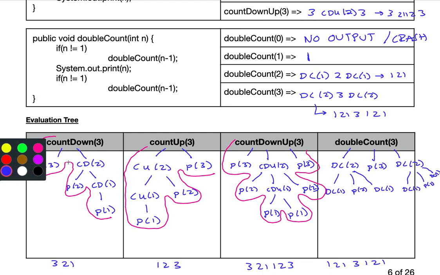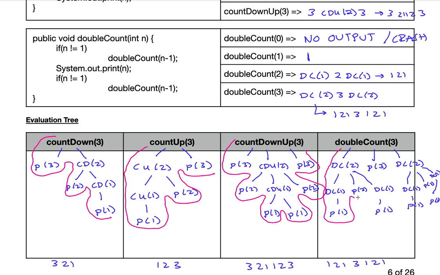Oh, I didn't finish this, right? Double count of 1 prints 1, so I need a bunch of print 1s here. I knew I missed something. Oh boy. Print 1. Yikes. Okay. So this one will print 1, 2, 1, go all the way up here, 3, 1, 2, 1. So this is a mess over here.